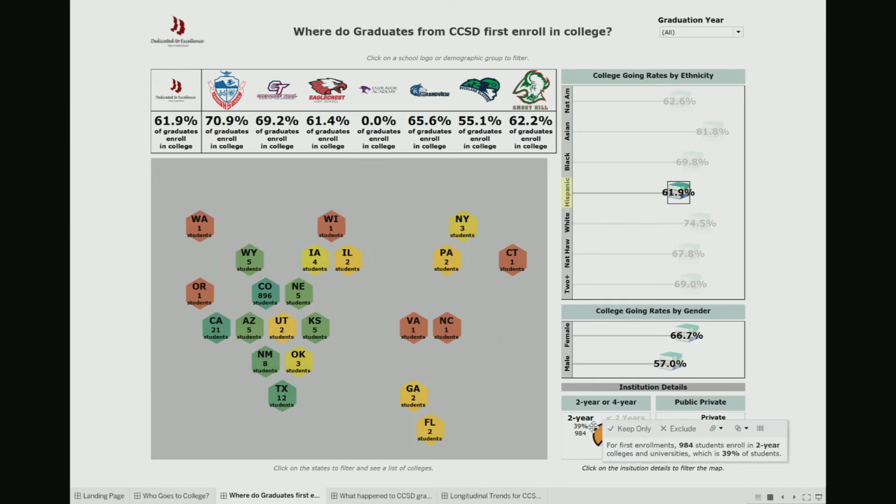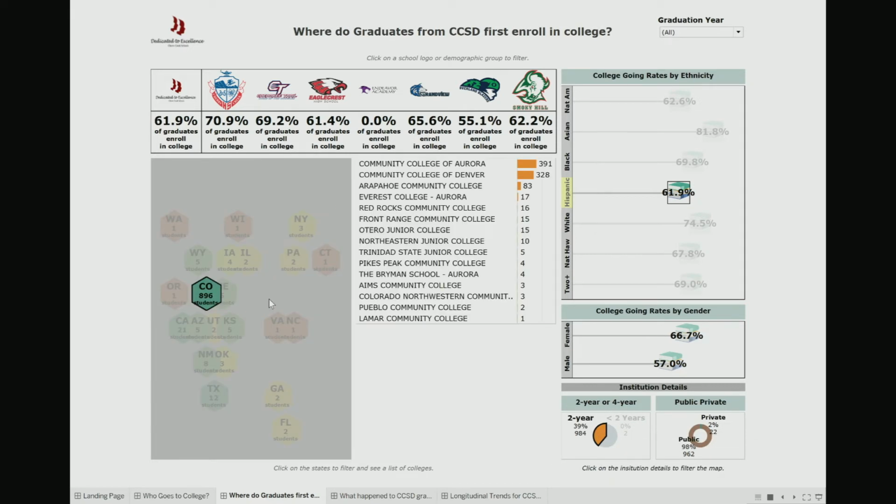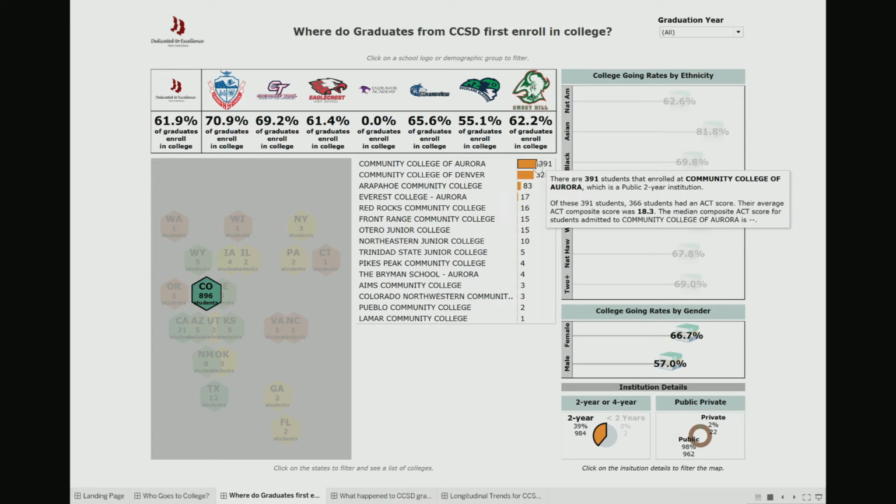And if I click here, this is also an action filter, and you can take a look. The majority of our Hispanic students attend 2-year colleges in Colorado. And if I click, it'll tell me what those institutions are. So we have 391 Hispanic or Latino students that attend the Community College of Aurora, which is a public 2-year institution.